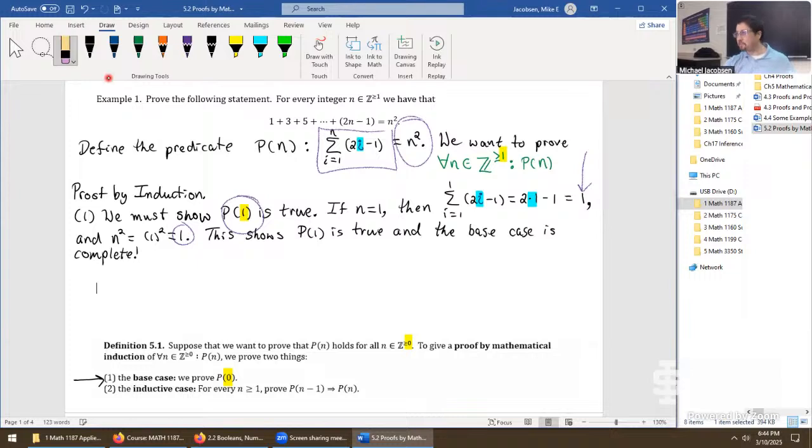That deserves an exclamation mark. This is just our very first proof by induction. And now we are ready for the inductive case. But first, it's good to spend some time right here on step 1. Any questions at all, folks, on what we wrote out here?